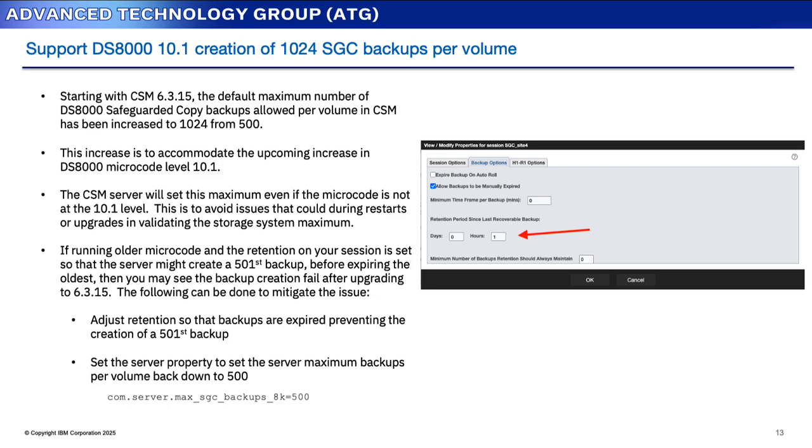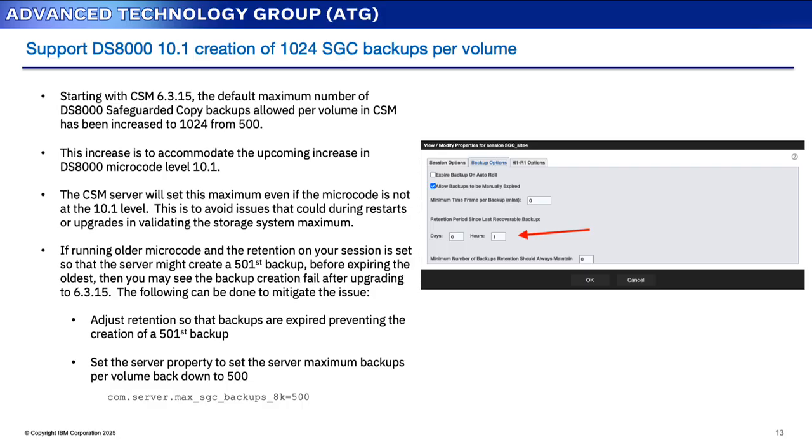All right, the next one isn't tied to an idea, but is tied to support for DS8000 10.1. DS8000 10.1 will be coming out soon, and it now supports up to 1,024 safeguarded copy backups per volume. Before, it only allowed 500 per volume. Now, if you upgrade to 10.1, you can have up to 1,024, not 10,000, 1,024 backups.